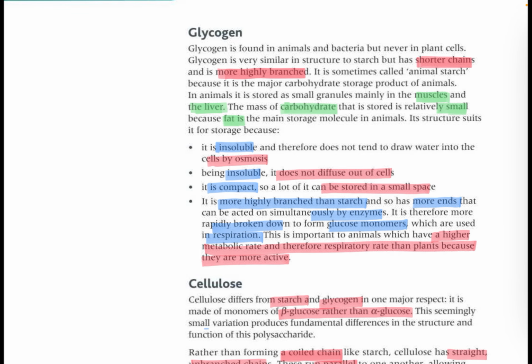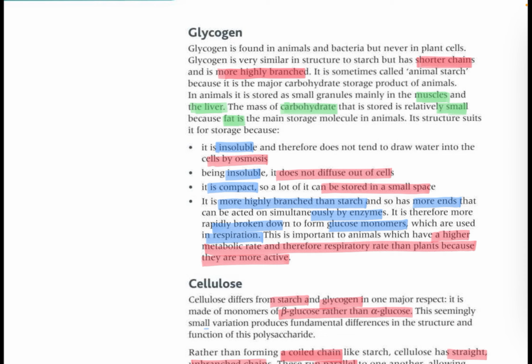Its structure suits its storage because it is insoluble. Glycogen is insoluble, and so, once again, it doesn't affect the osmotic gradient. It doesn't diffuse out of cells. So pretty much all of them are the same. If you remember the ones for starch, you can remember them for glycogen and vice versa. So it's large and insoluble, so it doesn't diffuse out of cells. It's insoluble, so it doesn't affect the osmotic gradient, and water isn't drawn into cells.